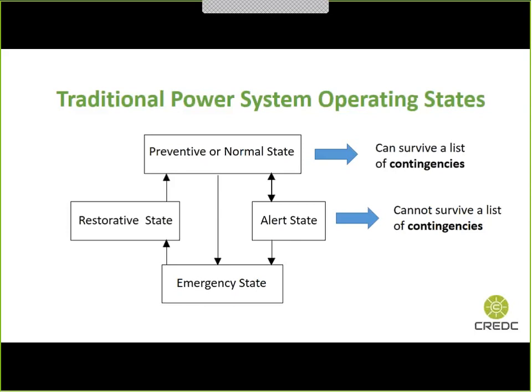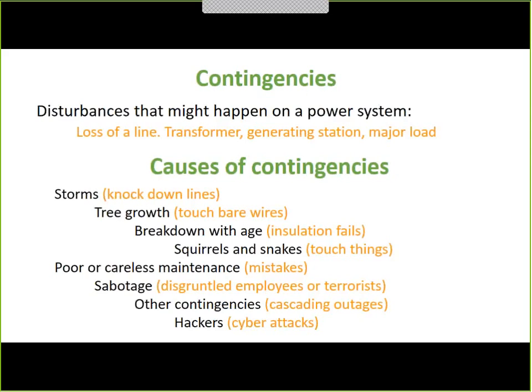So this has been around since the 1960s, mainly after the New York blackout. The contingencies, what are they? Well, it's the loss of a transformer, a line, a major load, and what are the causes of these things? Storms, tree growth, that was the recent 2003. Breakdown in age, you have insulation failure on insulators. Squirrels and snakes, they get into the equipment. Poor or careless maintenance, just plain mistakes. Sabotage, disgruntled employees could cause this, or a terrorist.